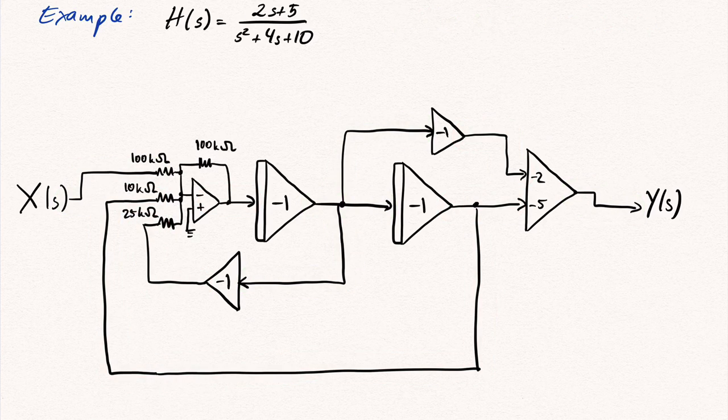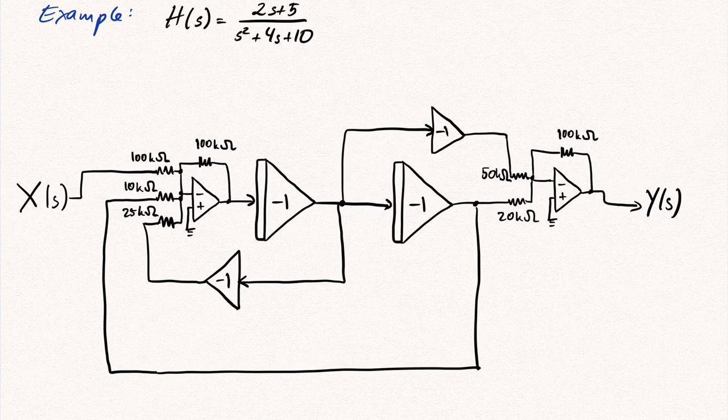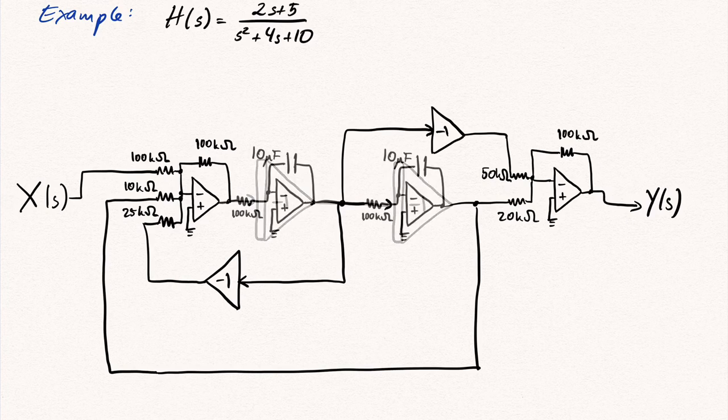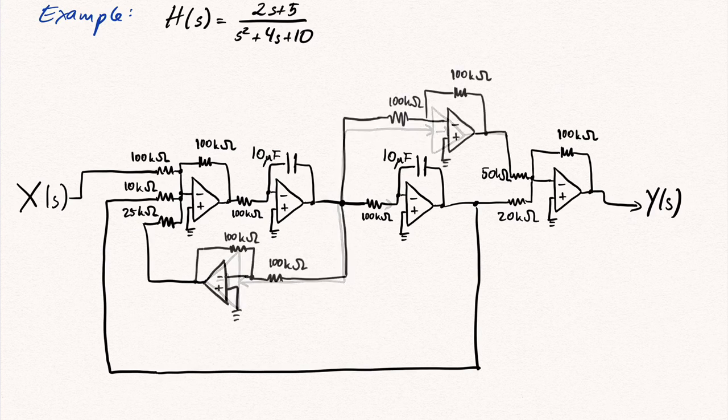The first summer can now be implemented using an inverting amplifier, two 100 kilo-ohm resistors, one 10 kilo-ohm resistor, and one 25 kilo-ohm resistor. The second summer is implemented by an operational amplifier and three resistors with resistances 100 kilo-ohm, 50 kilo-ohm, and 20 kilo-ohm. Whereas the two integrators are implemented using an operational amplifier, a capacitor with capacitance 10 microfarad, and a resistor with resistance 10 kilo-ohms. And as a last step, the two inverting amplifiers with gain -1 are implemented with one operational amplifier and two resistors of value 100 kilo-ohms each.